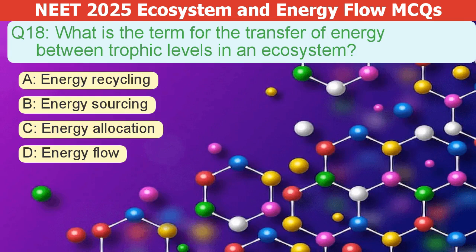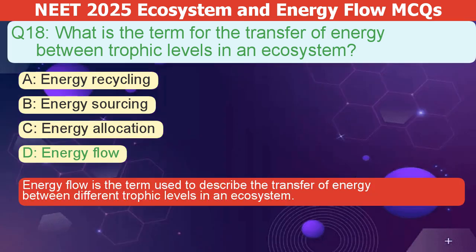What is the term for the transfer of energy between trophic levels in an ecosystem? A. Energy recycling. B. Energy sourcing. C. Energy allocation. D. Energy flow. The correct answer is D. Energy flow is the term used to describe the transfer of energy between different trophic levels in an ecosystem.